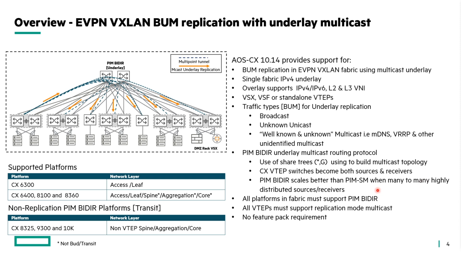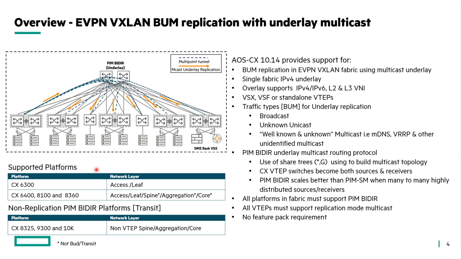PIM bidirectional scales better than PIM sparse mode when there's a many-to-many and highly distributed sources and receivers, which is the case in a fabric. All platforms in the fabric must support PIM bidirectional for this feature to operate correctly. And also, all VTEPs must support replication mode multicast. There is no feature pack requirement for this enhancement.